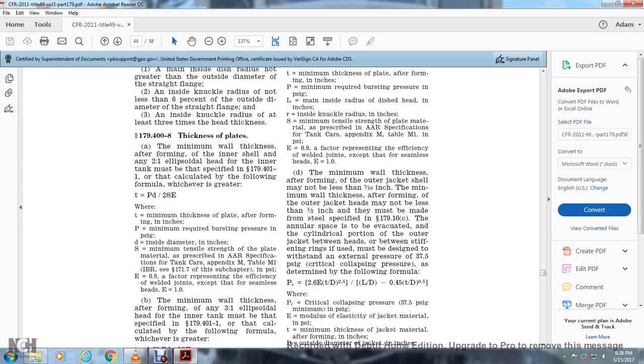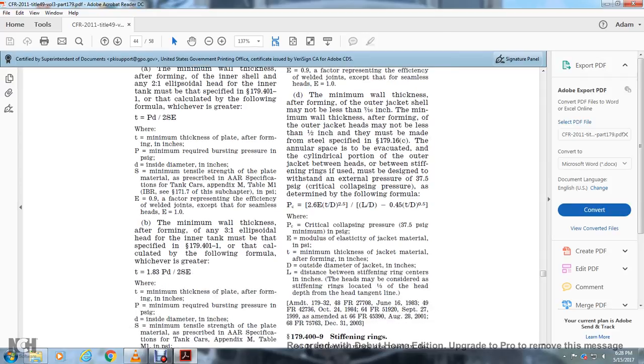Annular space that will be evacuated, cylindrical portion of the outer jacket between the stiffening rings if used must be designed to withstand external pressure of 37.5 psi gauge critical collapsing pressure as determined by the following formula. PC equals 26E times 2D to the exponent of 2.5 divided by L divided by D times 0.45 times T divided by D to the 0.5.